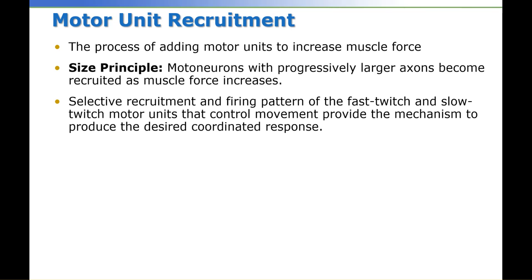And on page 336, it talks about the tremendous complexity of neural patterns involving millions of bits of information required to throw the baseball in a coordinated fashion. Okay, so the process of adding motor units to increase muscle force: you have the size principle. Motor neurons with progressively larger axons become recruited as muscle force increases. Selective recruitment and firing pattern of the fast twitch and slow twitch motor units control movement and provide the mechanism to produce the desired coordinated response.